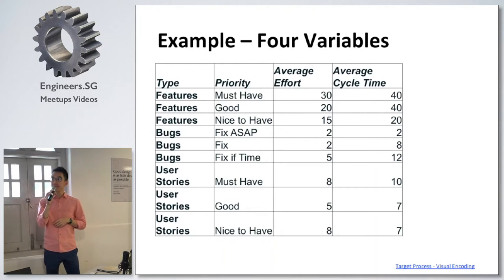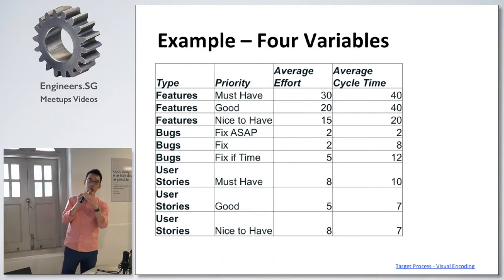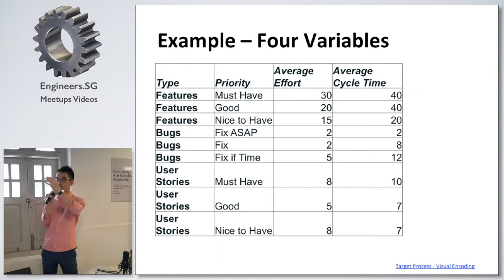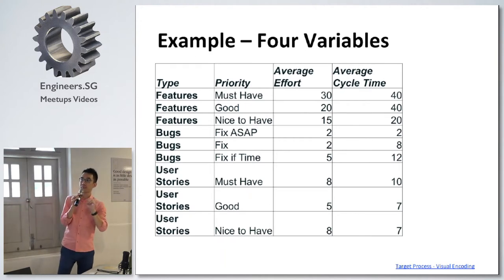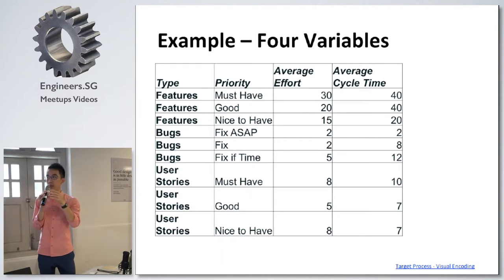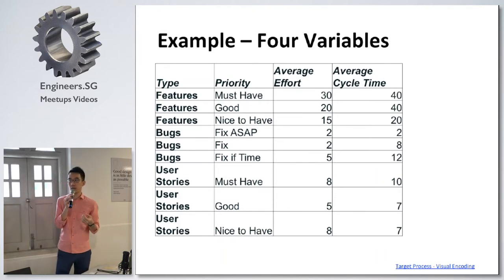Okay, so for example, priority. I think you can tell from priority that it means how fast you should work on the things in the first column. I'll skip the first column for a while. So priority means how fast you should work on it.